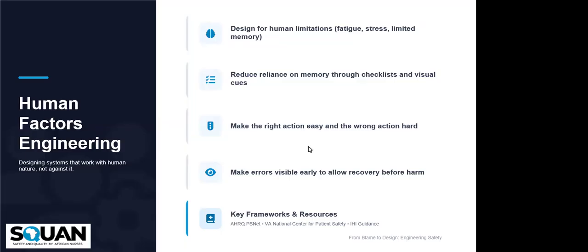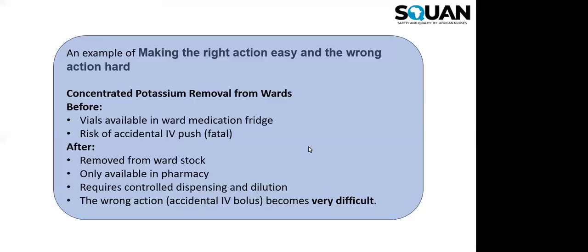Make errors visible early and allow recovery before harm. Again, it's about continuous monitoring of the system, being visible as a leader, getting feedback, reviewing dashboards, understanding what's going on, audits, data, all of that. That way, proactively, you're able to identify issues and solve them before they actually become problems. There are some key frameworks and resources in their references, and we can look at that later.